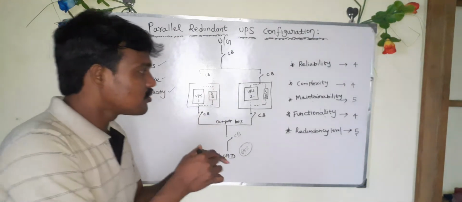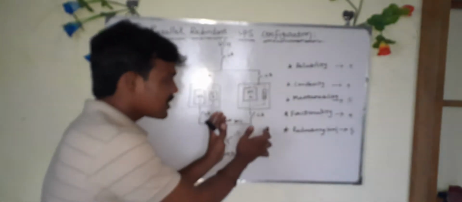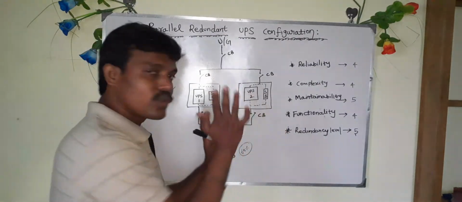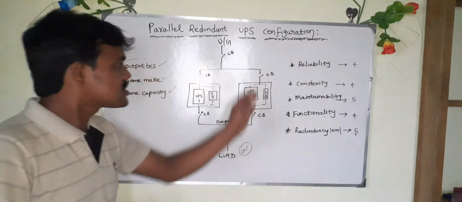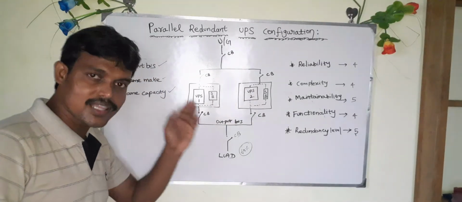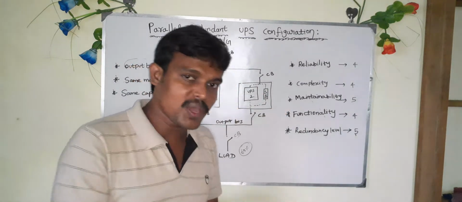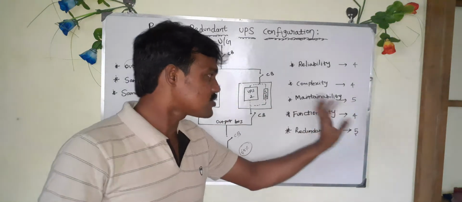Maintainability means if you want to touch this UPS, you open this breaker and that breaker, and you can do some PPM, whatever it is. And the load on the UPS can automatically transfer to the other system. So the maintainability is higher in this parallel configuration. That's why I gave a score of 5.